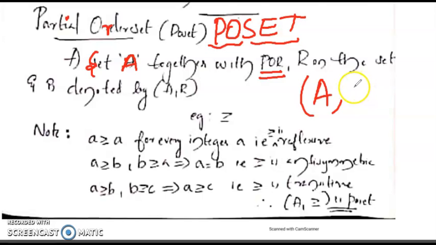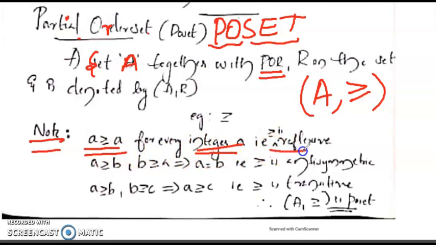So (A, R) or, for example, (A, greater than or equal to). If greater than or equal to is a partially ordered relation, then we say A is a partially ordered set. A set A together with a partially ordered relation is called a partially ordered set. Here is a note: a is greater than or equal to a for any integer a. So we consider integers. Therefore greater than or equal to is reflexive.